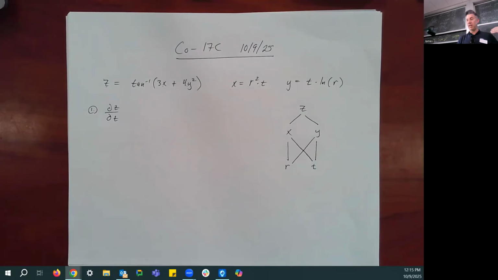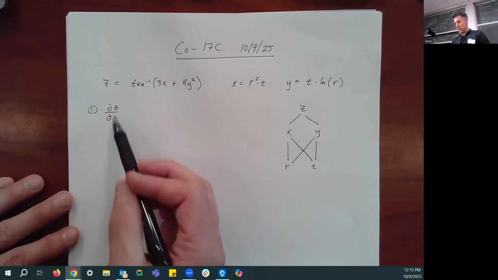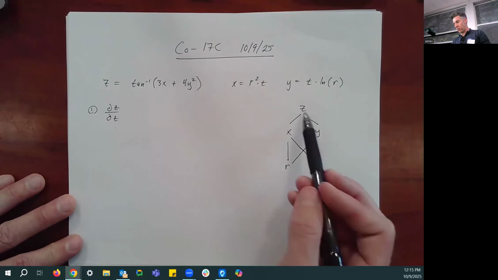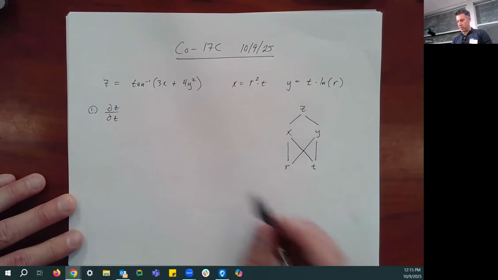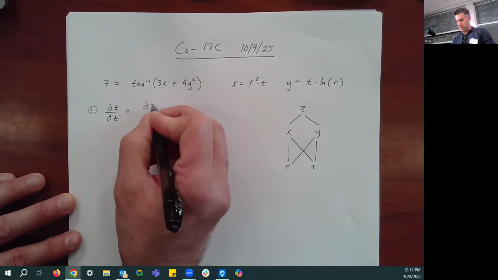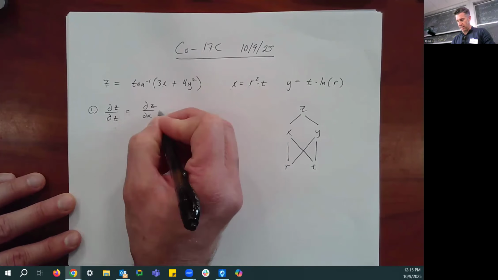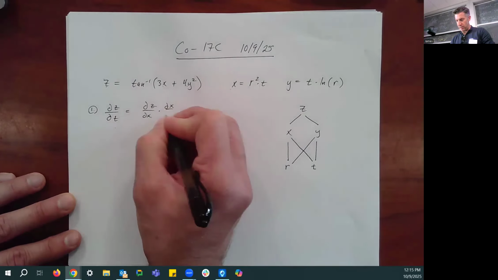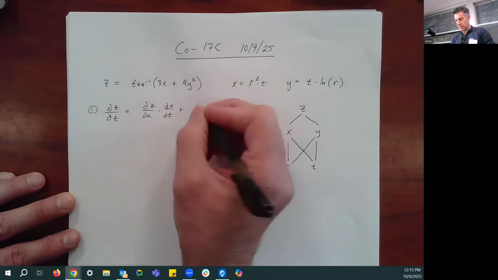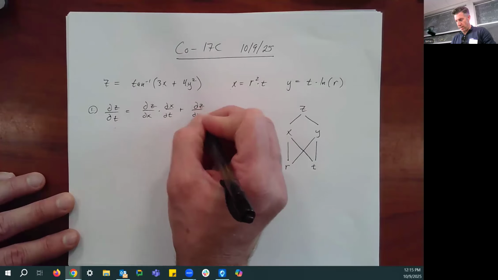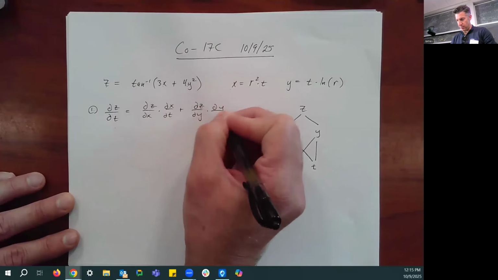So I'm trying to find all the ways I can get from z to t. Well, I can either go through x or I can go through y. So it's going to be del z del x times del x del t plus del z del y times del y del t.